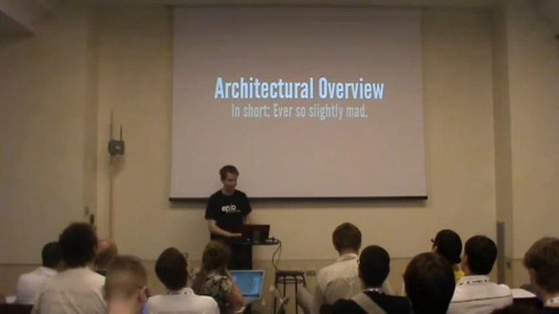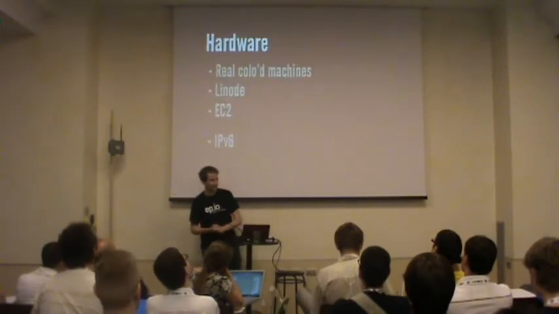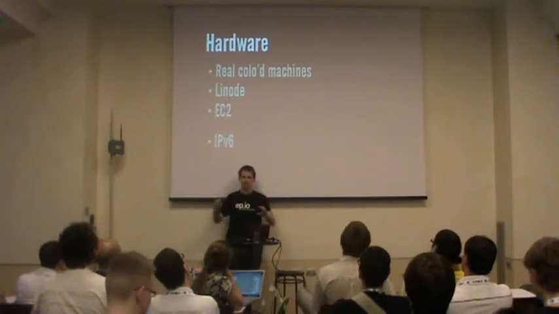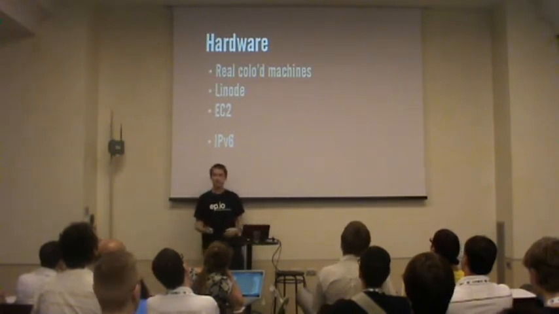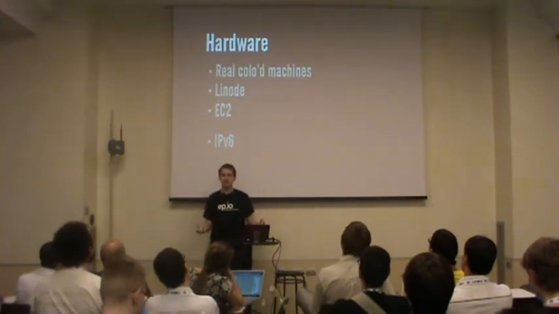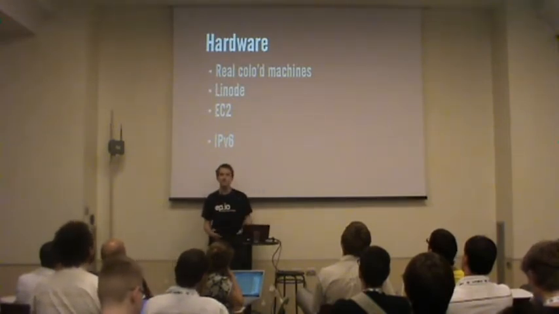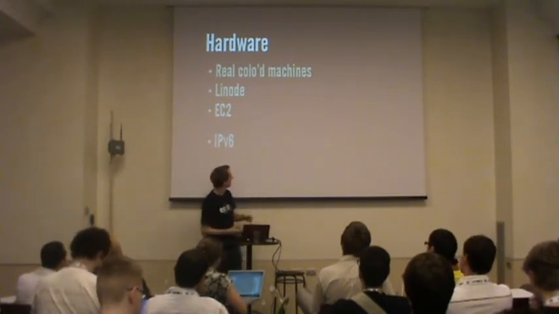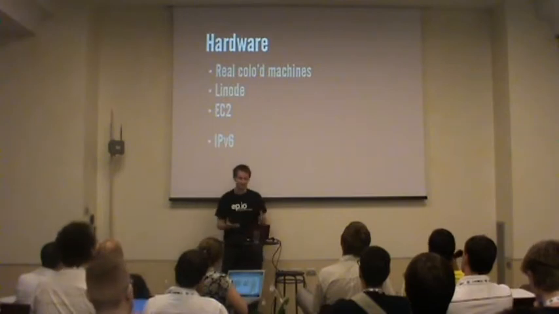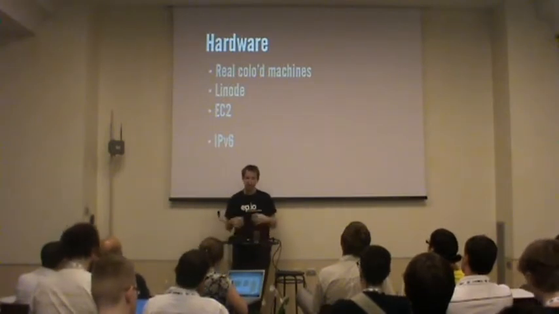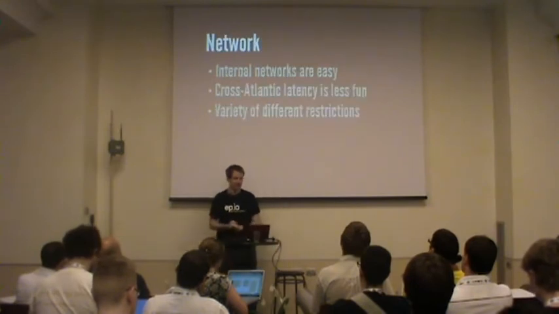So first of all, our architecture. In terms of hardware, we have very various sorts of hardware. We have real, proper servers that go in racks, Linux machines, and we have EC2 machines as well. These will vary in their cost, in their performance, in their disk I/O, in how reliable they are, and also, to add to the mix, we support both IPv4 and IPv6. So it's a very heterogeneous mix of things there.